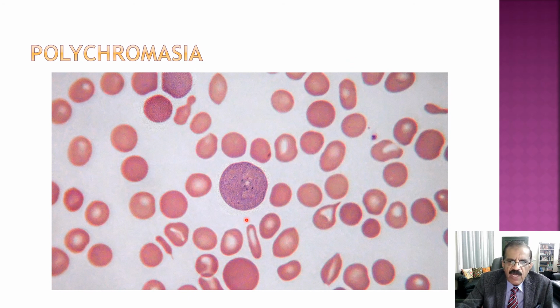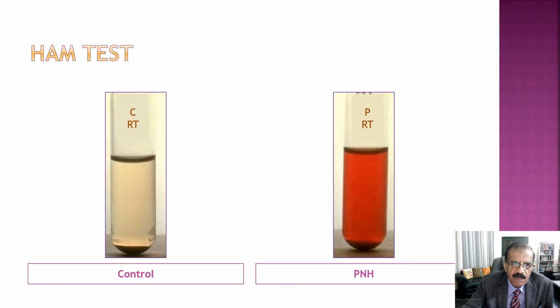One even younger than reticulocyte cell type is called polychromasia. You can see, I'm not sure if you can appreciate in the picture, the multiple small color dots, and this is called polychromasia, and this is another sign of hemolysis.